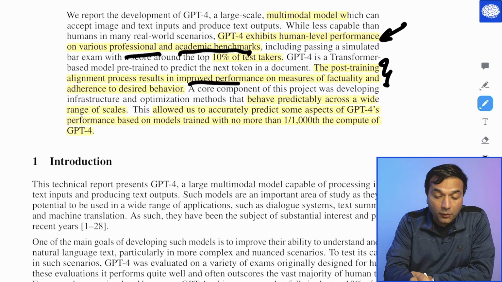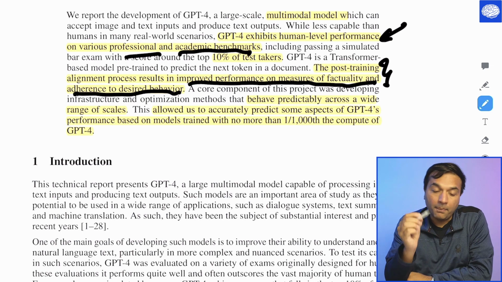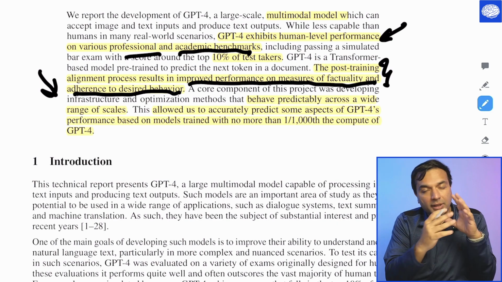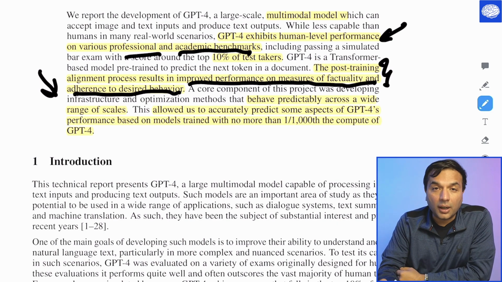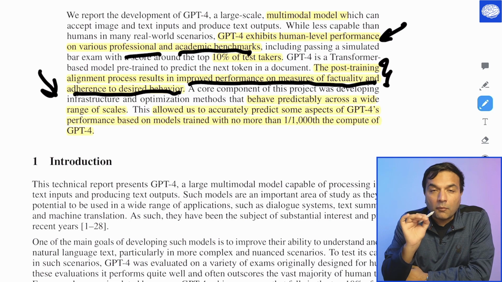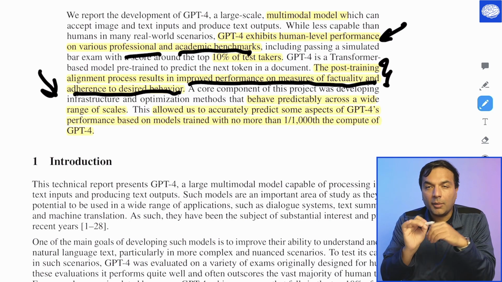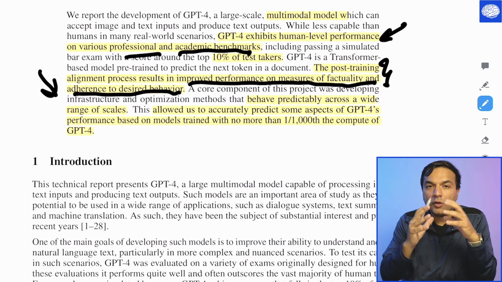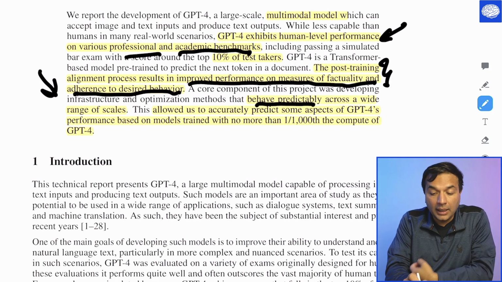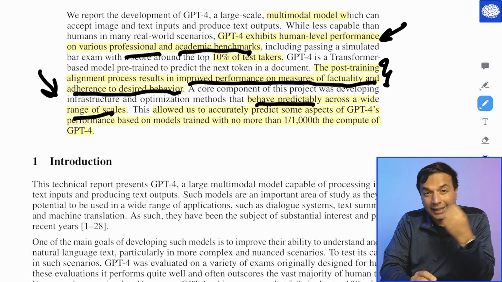But at the end of the day, there is improved performance on measures of functionality and adherence to desired behavior. And that is where zero-shot learning and few-shot learning come in. If you want another video on prompt engineering, we can do that. Again, keep telling me in the comments what you want to know, and then we'll go from there. This is one important thing. Because these large language models are so big, they can be used in so many applications, they need to ensure that they behave predictably across a wide range of scales. And that's the key thing.